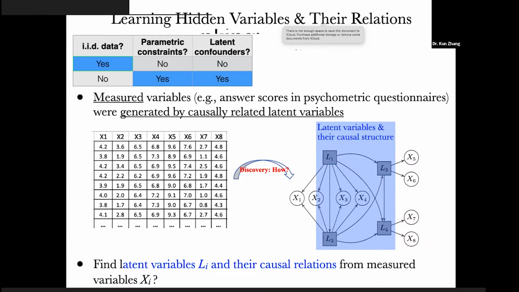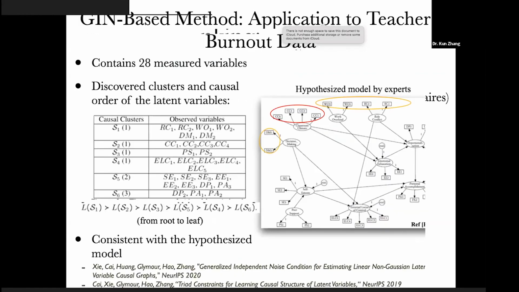We propose a set of methods to solve this problem. They are slightly technical, so I will not talk about the methods, but let me give some applications. This is one application. We analyze teacher burnout data with 28 variables and 500 data points. This is a hypothesized model produced by experts. We analyze the data with our generalized independent noise condition based method, the GIN method. We recovered almost exactly the same result. We discovered all those hidden variables right here, and we discovered their causal relations. So this verifies two things.